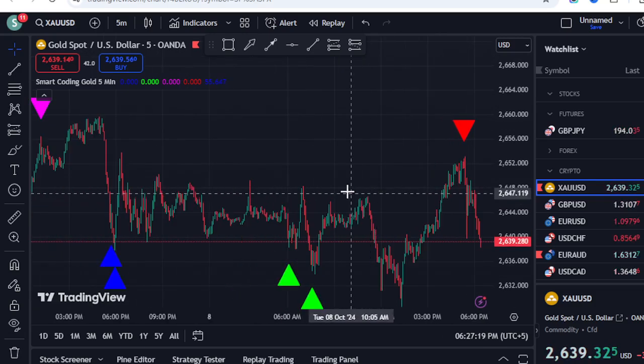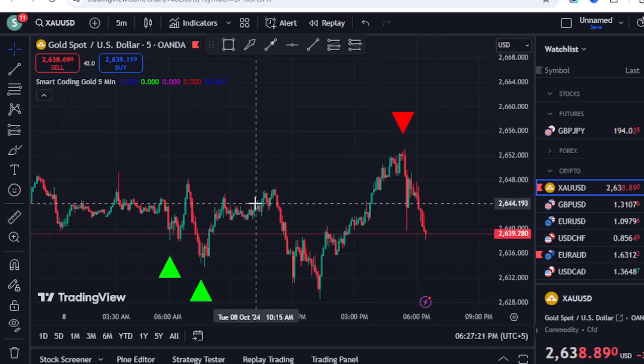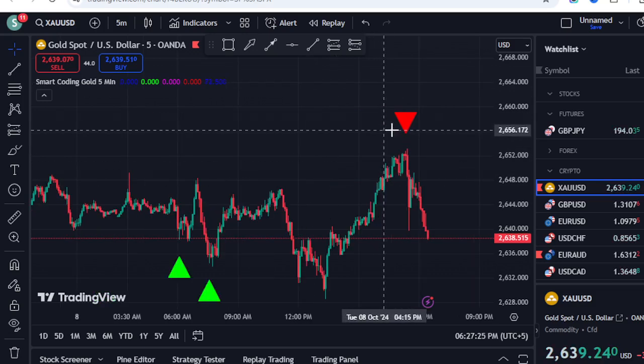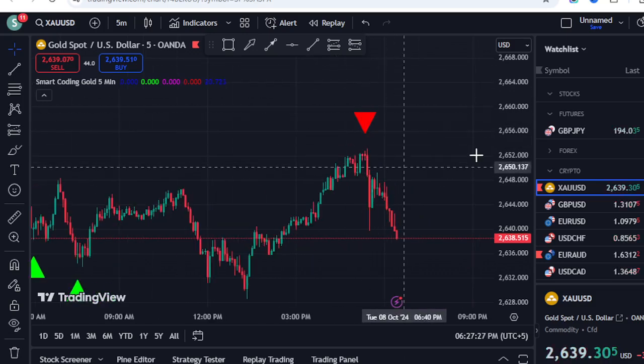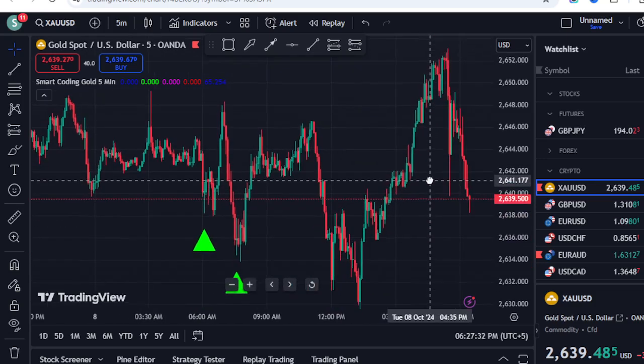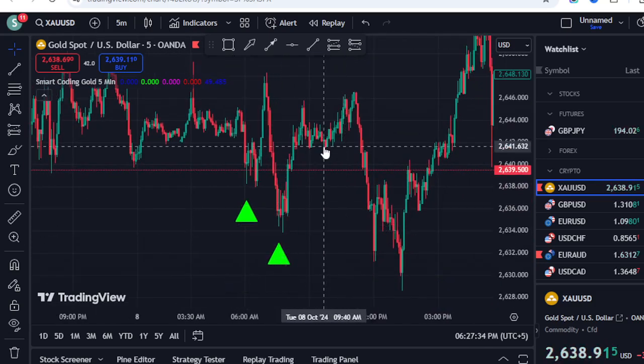So that's what I have used in my indicator, and right now you can see this is the fantastic thing that I have developed. Right now you can see we have received a sell signal on gold and price is massively down, and you can see it's still going down. Okay, now if I show you here, we have the bullish pullback.